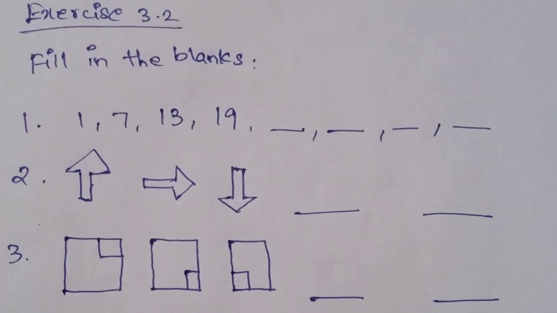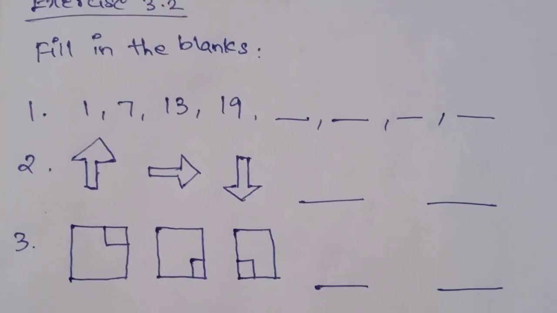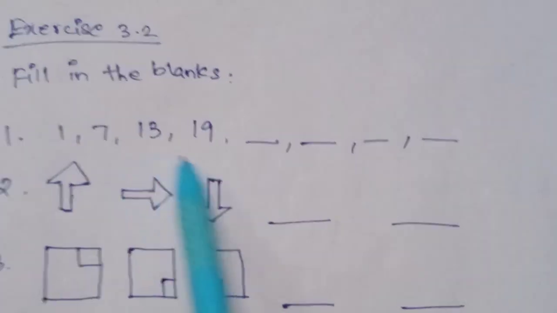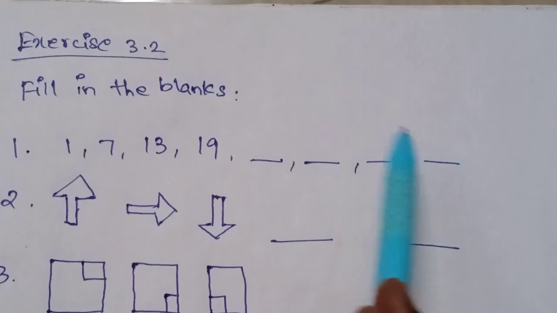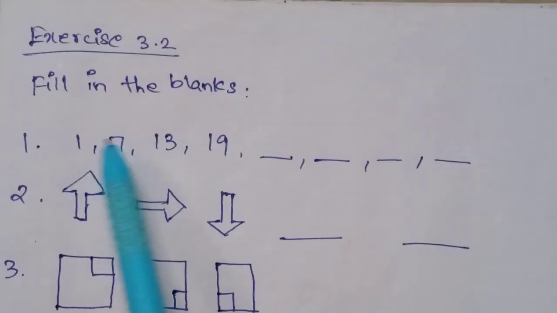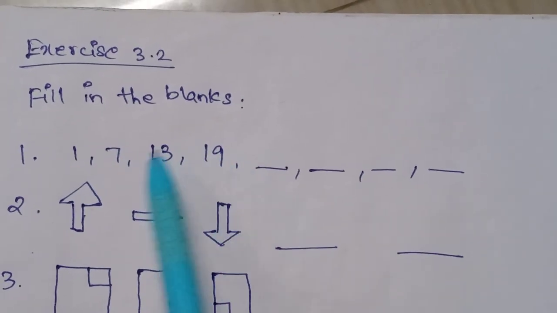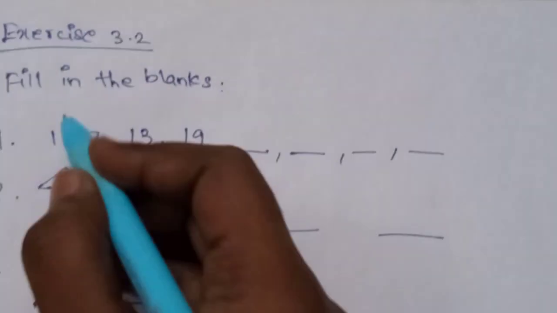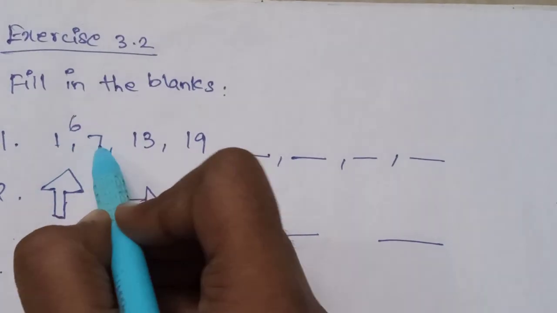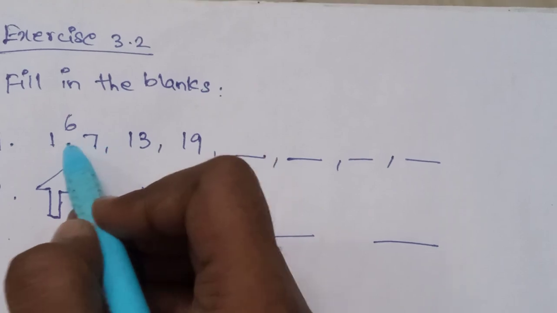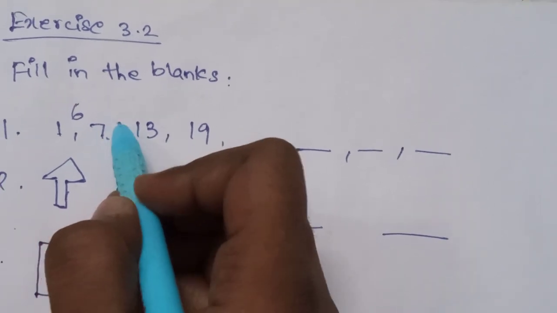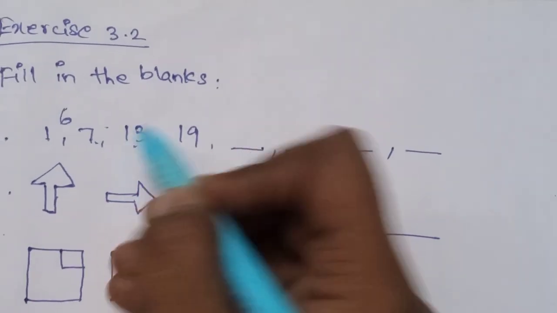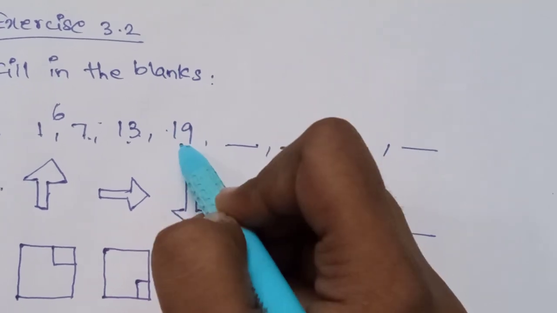Exercise number 3.2, fill in the blanks. So here they have given some sequence of numbers. We have to fill these dashes. So 1, 7, 13, 19. So what is the difference between them? It is 6. So 1 plus 6 we get 7. So 7 plus 6 we get 13. 13 plus 6 we get 19.